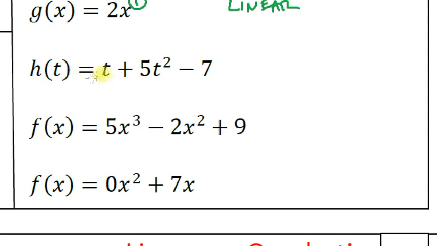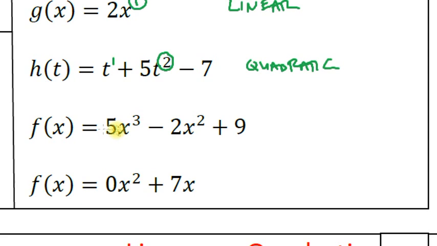h of t is equal to t plus 5t squared minus 7. Now, these terms are actually kind of out of order, but it doesn't matter. This t has an exponent of 1, but there's another t that has an exponent of 2. That means the degree of this function is 2, and that means this is quadratic. Okay, let's go to the next one.